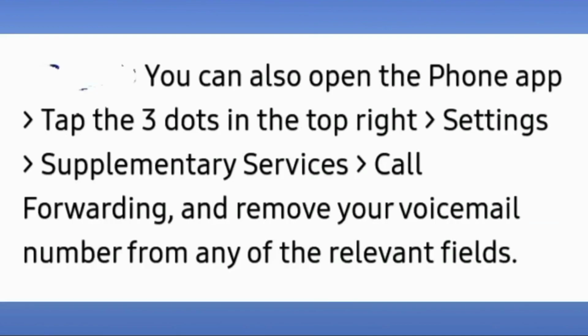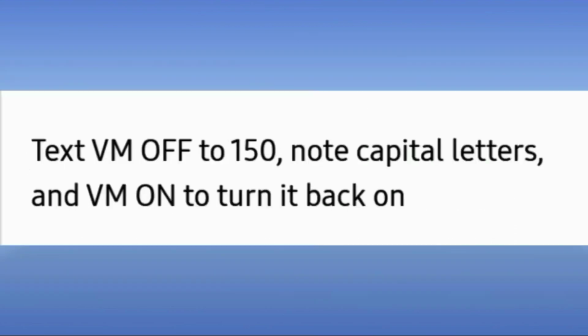Secondly, you can also open the phone application, tap three dots in the top right, settings, supplementary services, call forwarding, and remove your voicemail number from any of the relevant fields. There are different network providers in different countries. For example, if you live in the UK, you have to send a text in capital letters VM space off to 150, and if you want to turn on voicemail again, simply text to 150 VM space on.